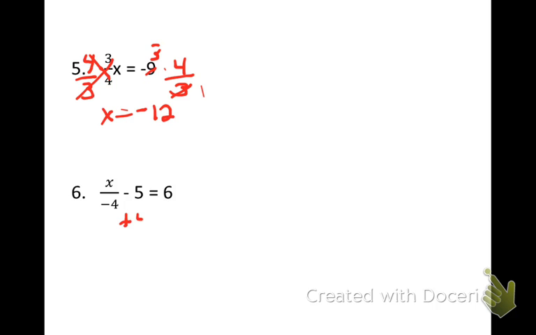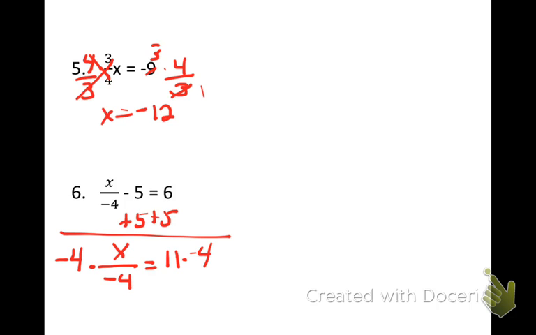Here we want to add 5 first. Some of you forget this step. Do anything adding or subtracting first in almost every case. You're left with x over negative 4 equals 11. The opposite of divide by negative 4 would be multiply by negative 4. Get x equals negative 44.